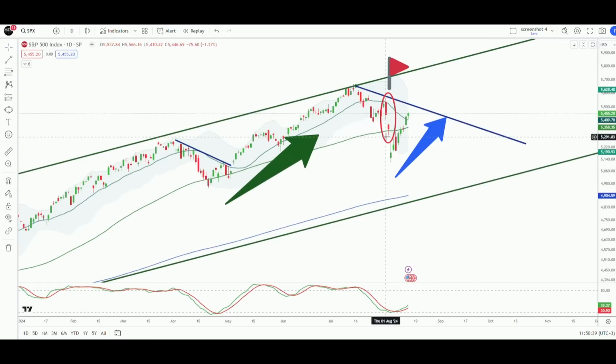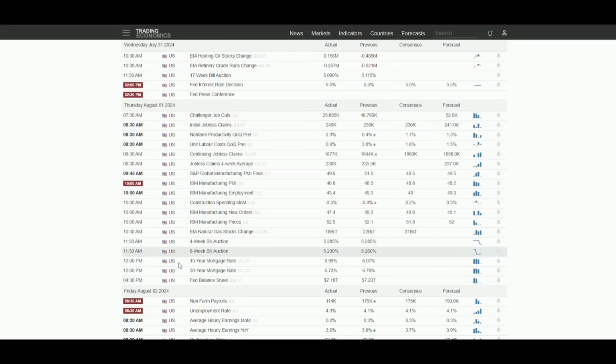This was August 1st. This was August 2nd. Let's take a look at the economic calendar, August 1st and 2nd. Here's what happened. August 1st, we had initial jobless claims, kind of in line, not that big of a deal. Manufacturing PMI came in below expectations. That was the first key signal to watch.